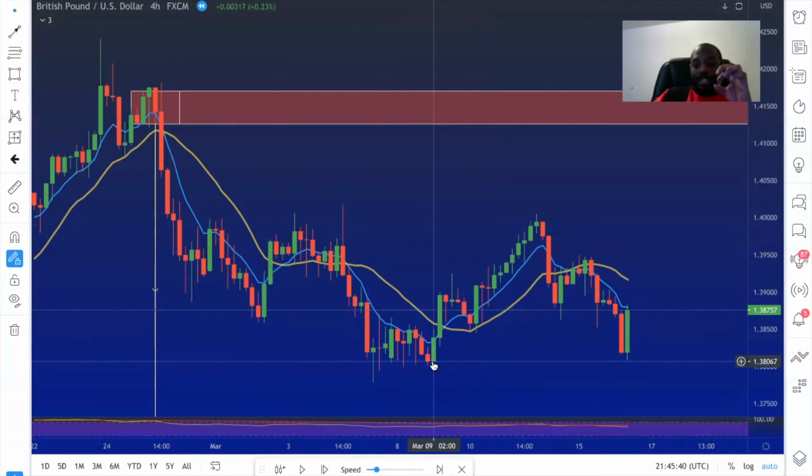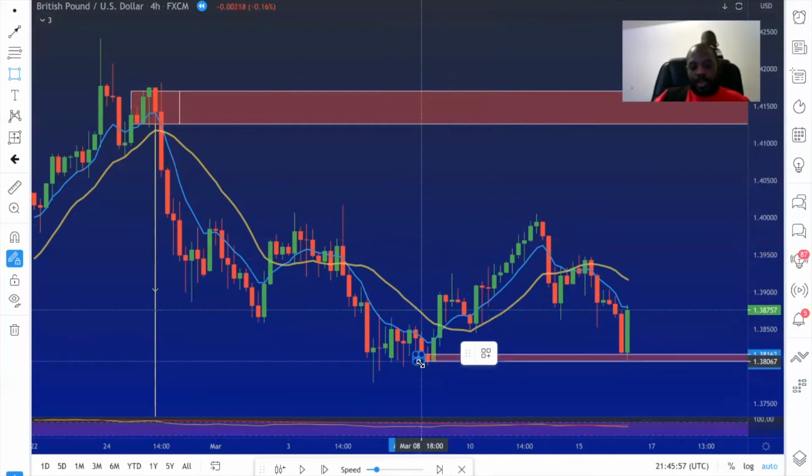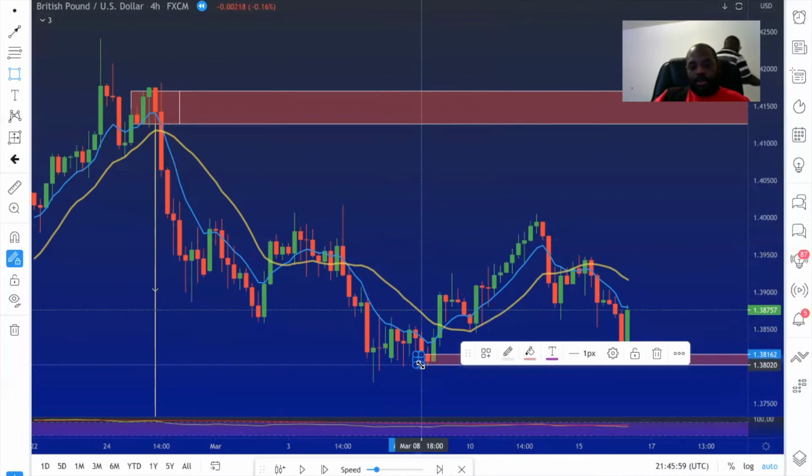It's not a doji because the body is fatter than a doji. So put your rectangle from the wick to the bottom of the wick, from the open of the red candle to the bottom of the wick. Boom. Right, so you know that's an order block.